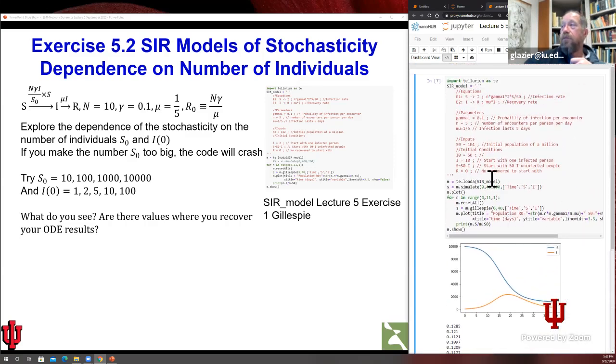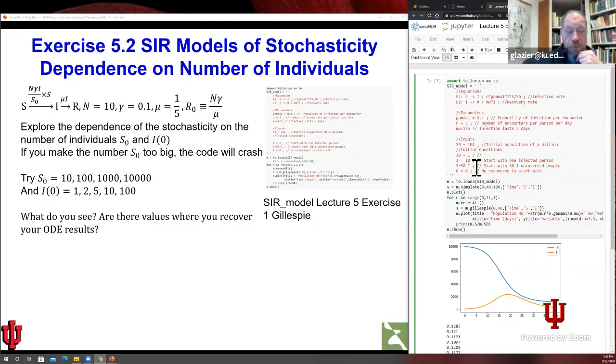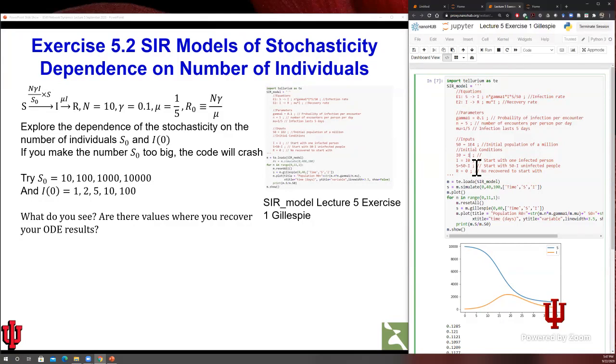What if I went the other way? And what if I started with 1 infected individual? What do you think is going to happen? Try it. You tell me what you got. Anybody have an observation when they started with 1 infected individual? Seems like there's really only 2 options. It seems to draw the lines closer together.